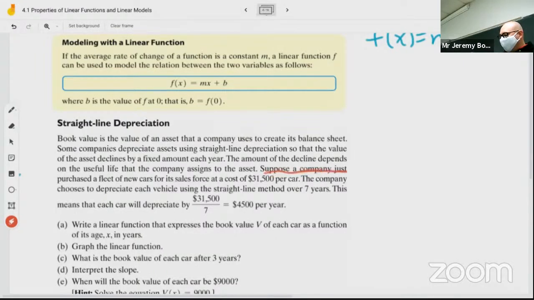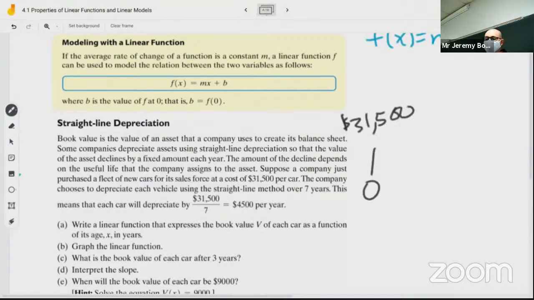Suppose a company just purchased a fleet of new cars for its sales force at a cost of $31,500 per car. The company chooses to depreciate each vehicle using a straight line method over 7 years. So what that means is that when you initially buy the car, year 0, it's worth $31,500. Then in year 7, it's going to be worth $0.